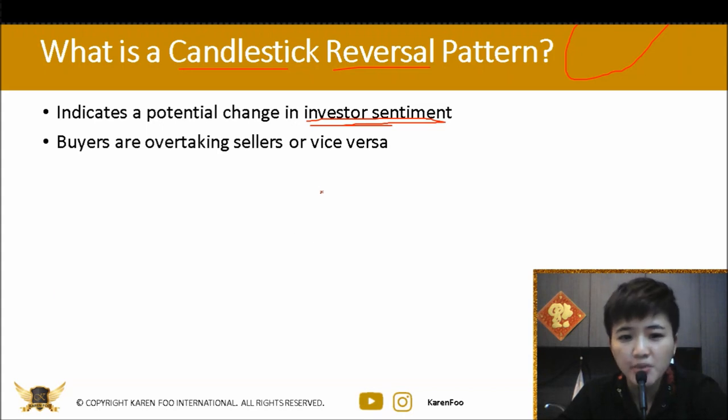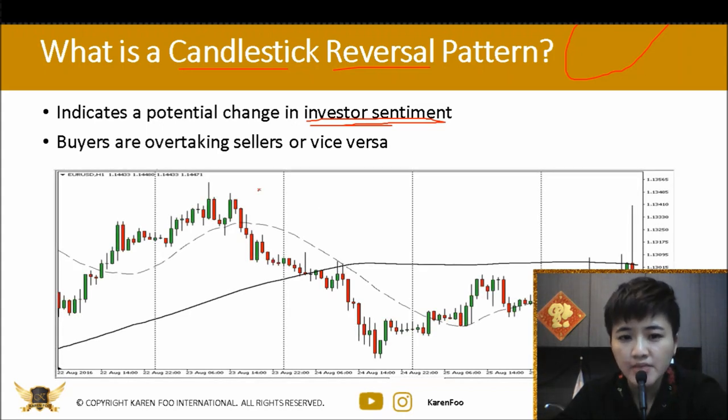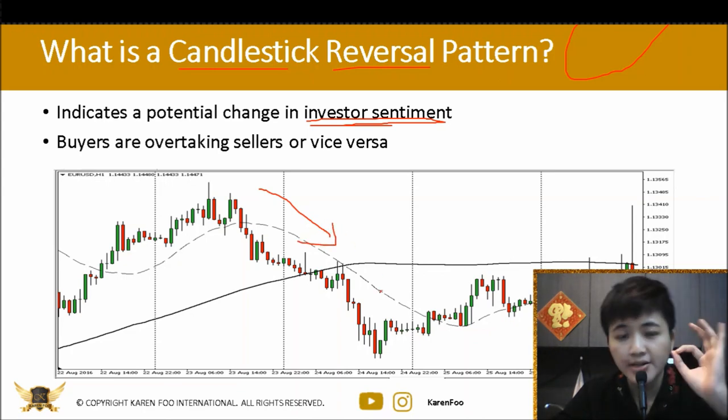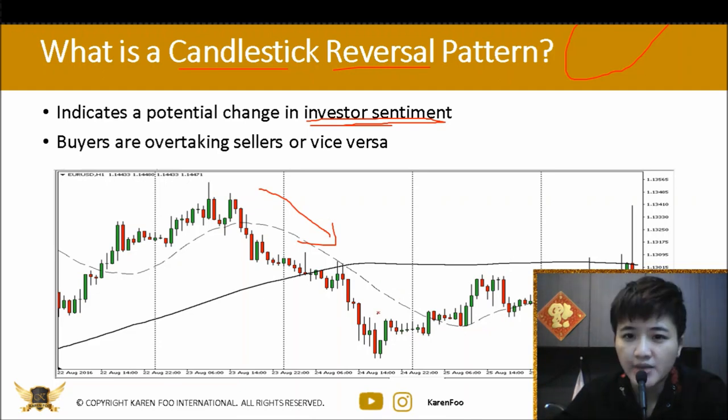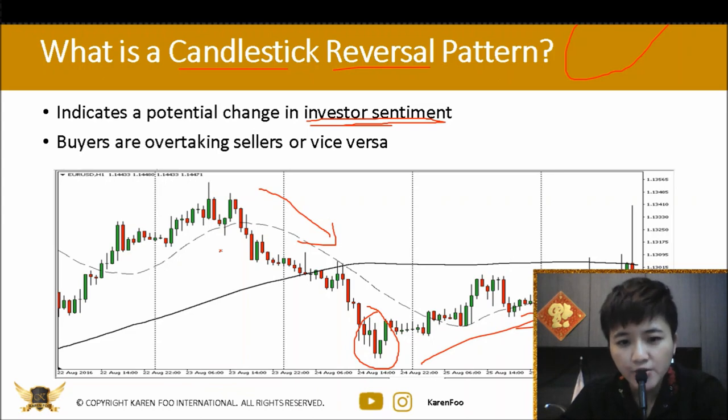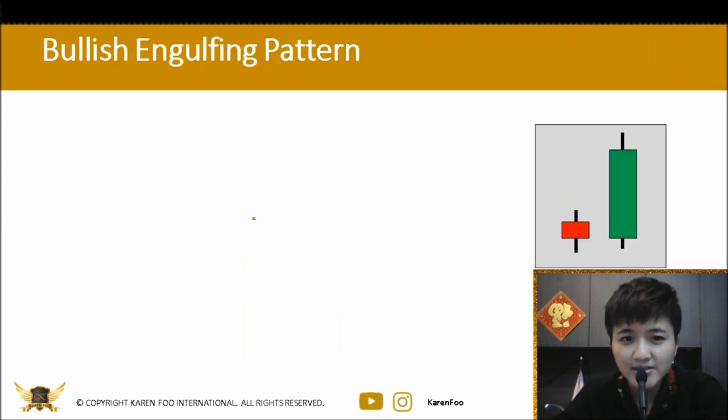For example, let me show you this chart. Here you see sellers are pushing the price down, and eventually until a certain point, market gives you a signal, hey guys, we are going to U-turn. And to give you a clue, it's somewhere right here, and eventually the price retraces. Later on, you know why. So the first candlestick reversal pattern is the bullish engulfing pattern.